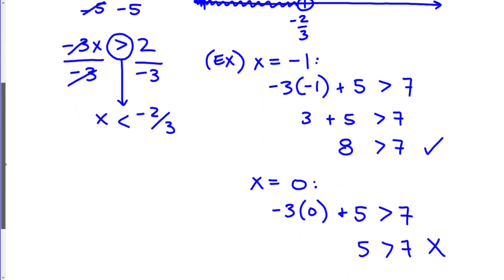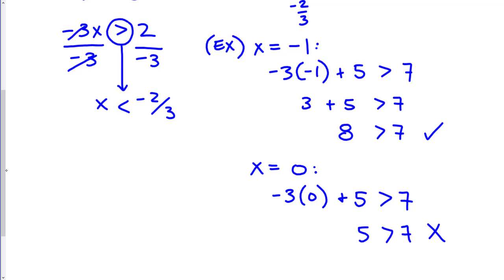Oftentimes, you're required to answer your final solution in what's referred to as interval notation. Interval notation in this case would look like all the values from negative infinity up to negative 2/3, and I'm using a parenthesis around the negative 2/3 because it's not included in the final set.